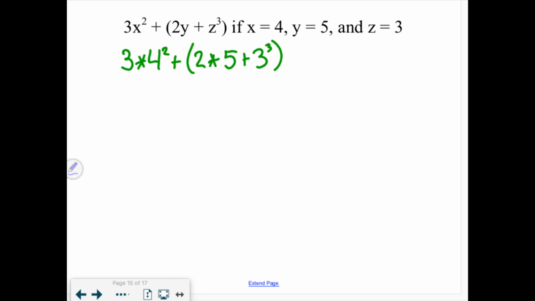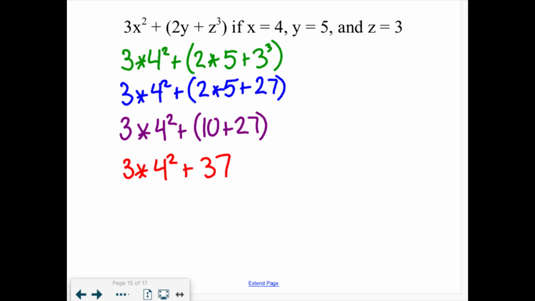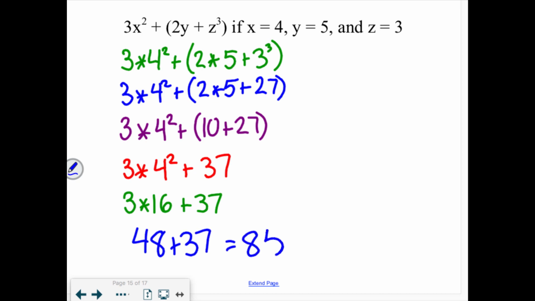I'm going to start working inside those parentheses, starting off with the exponent. So I get 2 times 5 plus 3 to the 3rd power gives us 27. Simplifying inside the parentheses again, I get 10 plus 27. And finishing that out, I get 3 times 4 squared plus 37. Now that there are no parentheses left, I can go ahead and solve that exponent, which gives me 16. And I've got 3 times 16, which is 48, plus 37, giving me a grand total of 85.